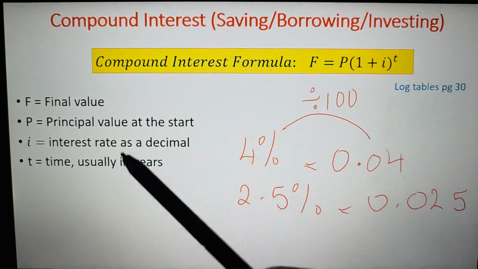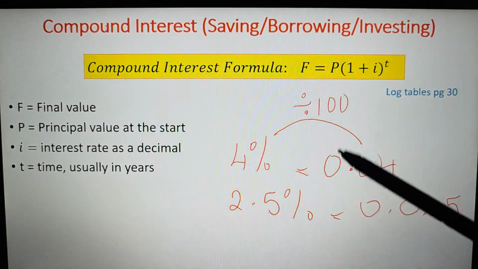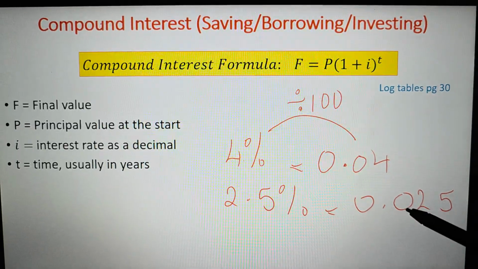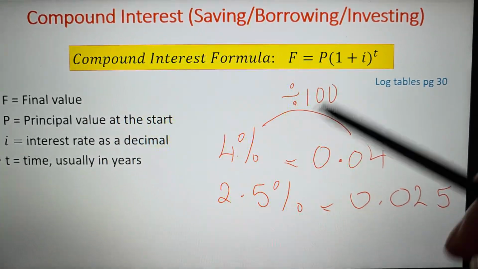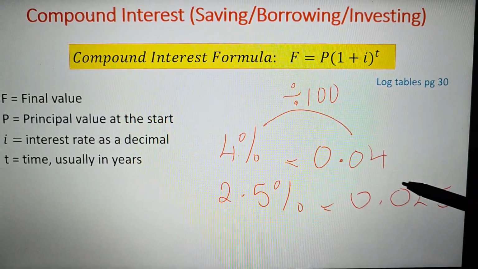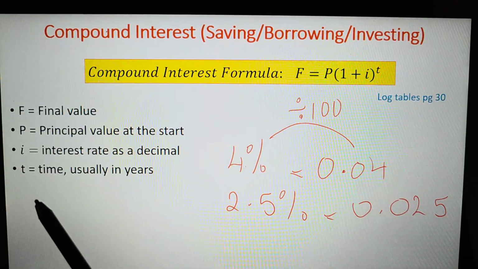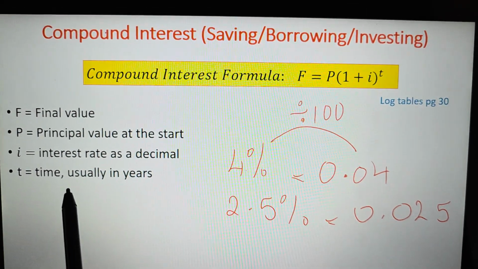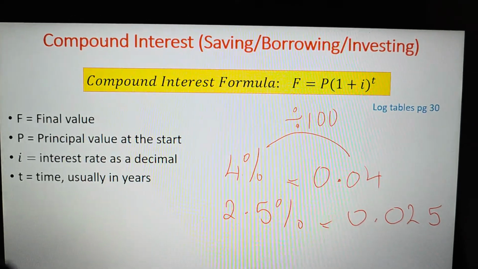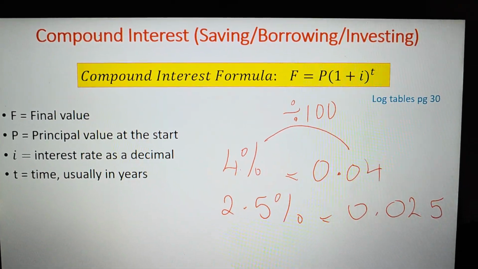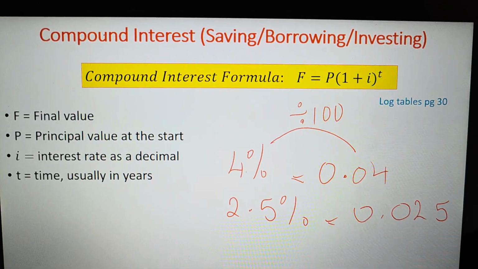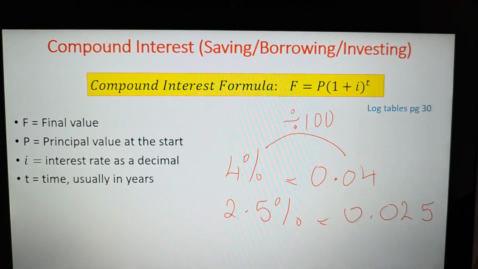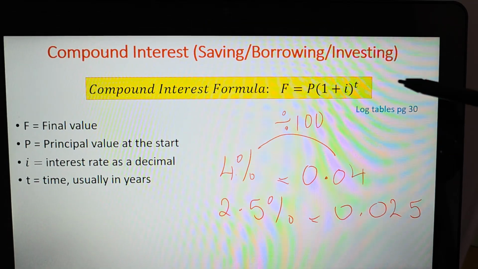All right, so our interest rate, I, in the formula, is always going to be written in a decimal format. You can't just sub in a 4. You can't sub in 2.5. You have to write them as your decimal equivalents. And T represents, so that power up there, power of T, that represents time. And it's usually in years, unless the question breaks everything down into months, or weeks. But usually it's years. So that's our formula, which is in the log tables on page 30.